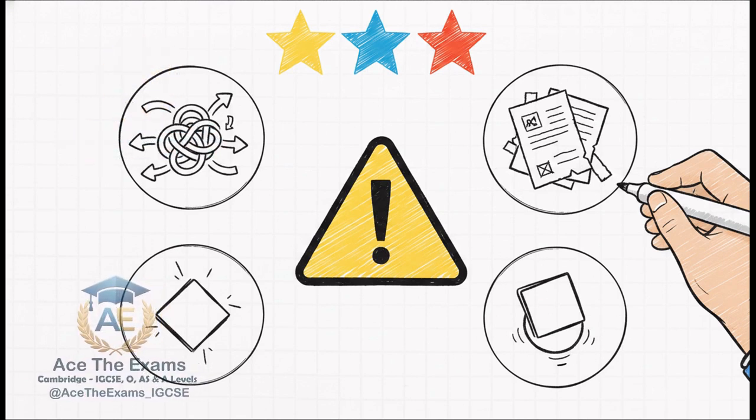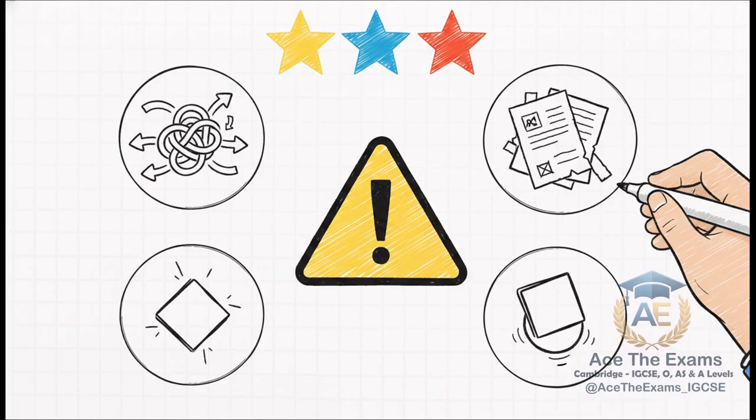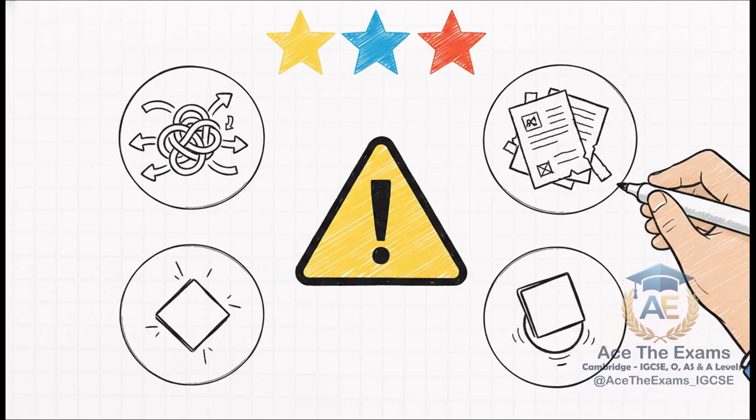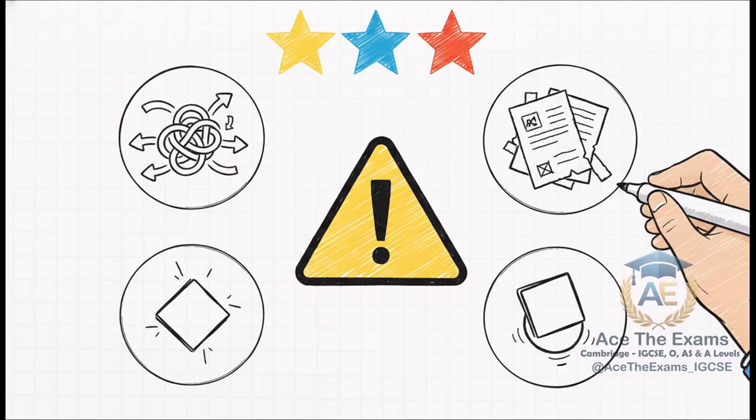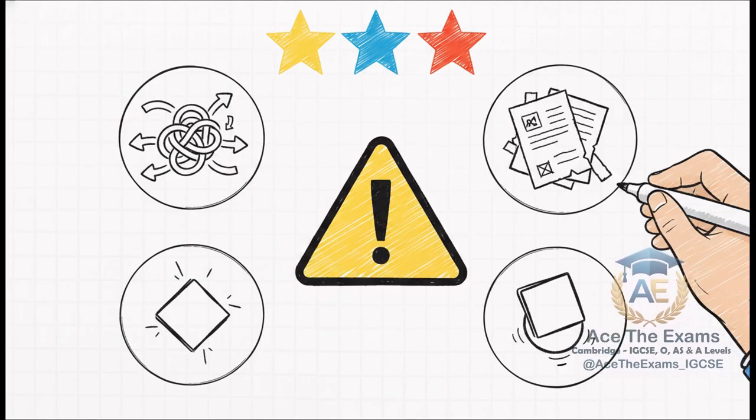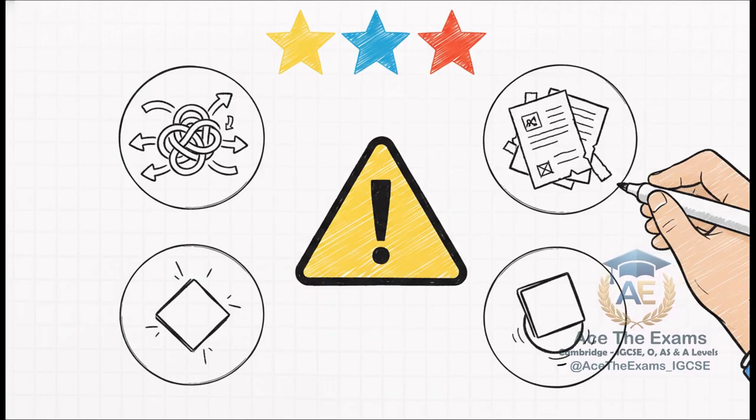Number 1, confusing cause and effect. A classic example is a student saying the inference engine stores all the facts. No, the knowledge base stores the facts. The inference engine applies the rules to those facts. Getting that backward kills your logic marks.